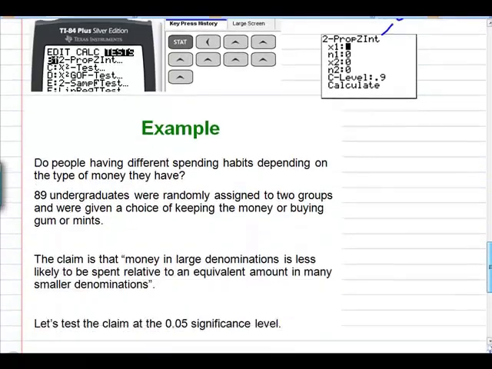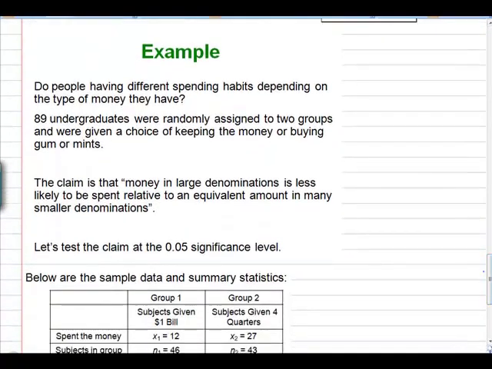Now let's look at a sample problem, and I think this is where things will start making sense. The question is, do people having different spending habits depend on the type of money they have? 89 undergraduates were randomly assigned to two groups and were given a choice of keeping the money or buying gum or mints. The claim is that money in large denominations is less likely to be spent relative to an equal amount in many smaller denominations. Let's test this claim at a 0.05 level of significance. So there's your alpha level. Alpha is equal to 0.05.